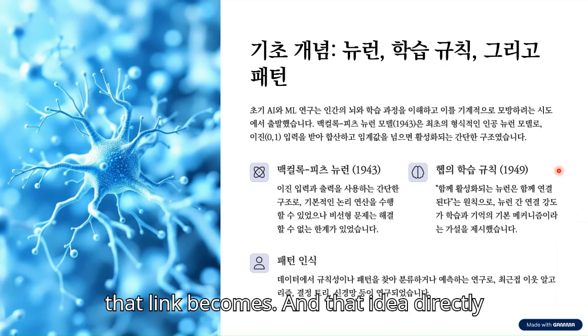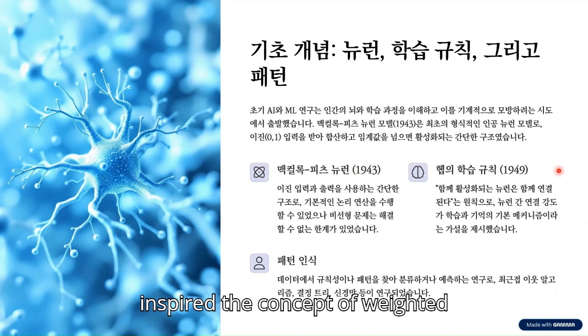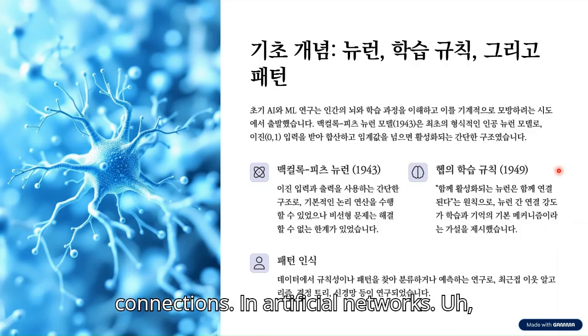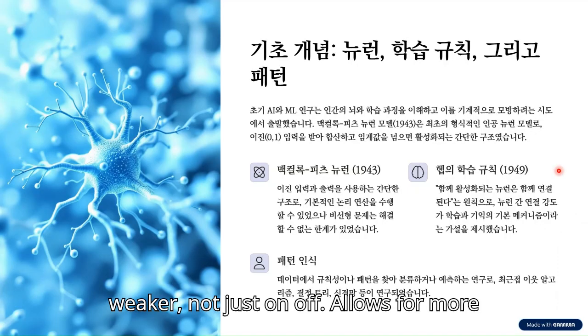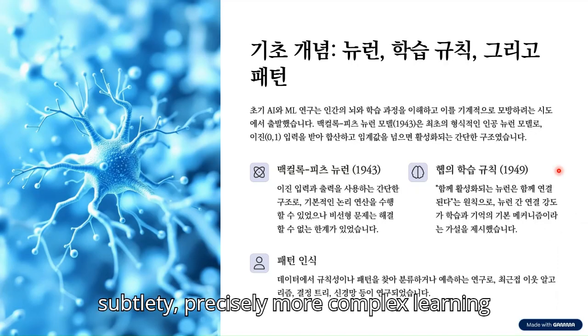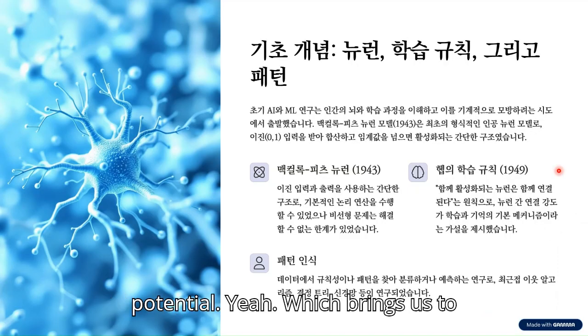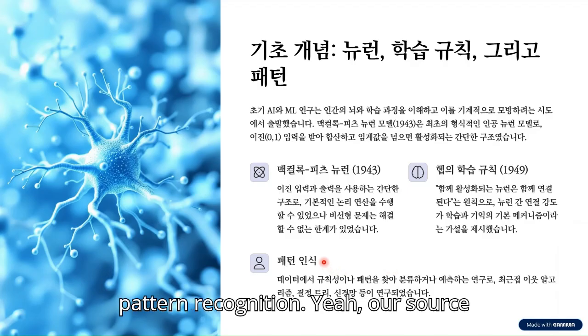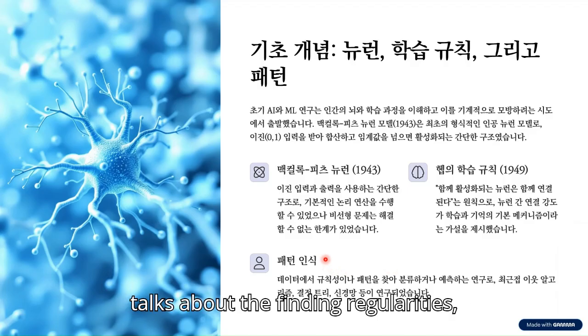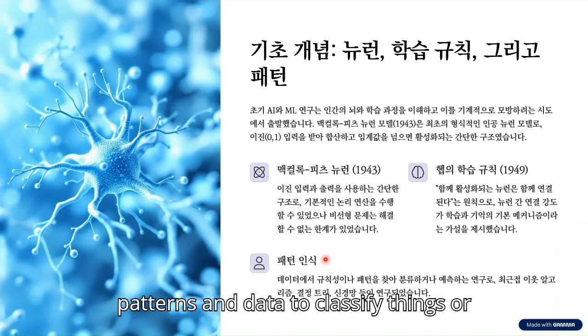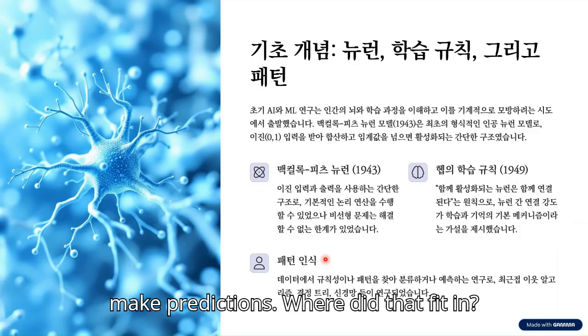Yeah. And that idea directly inspired the concept of weighted connections in artificial networks. So connections could be stronger or weaker, not just on-off, allows for more subtlety. Precisely. More complex learning potential. Yeah. Which brings us to pattern recognition. Yeah, our source talks about that, finding regularities, patterns in data to classify things or make predictions. Where did that fit in?